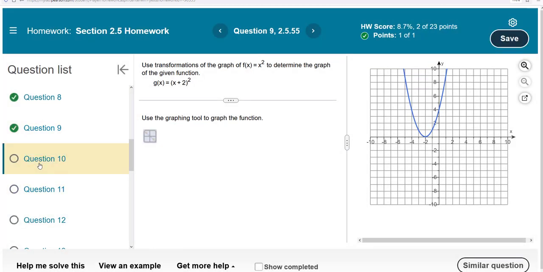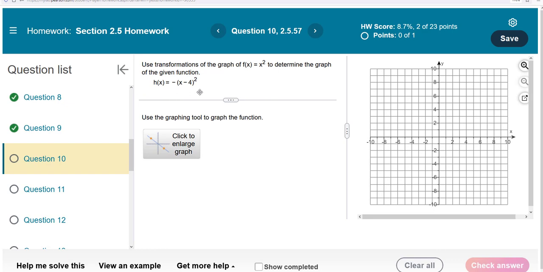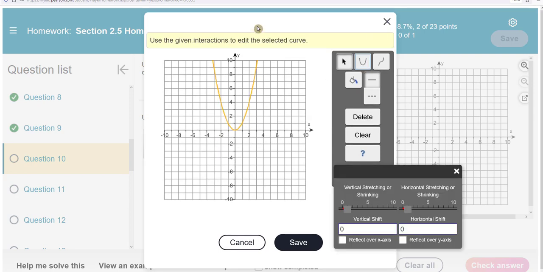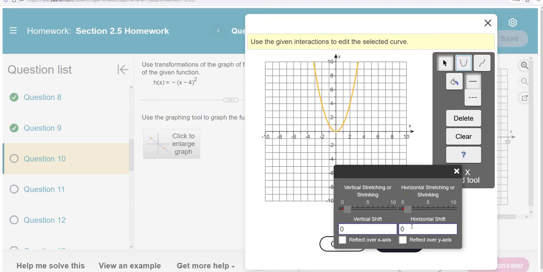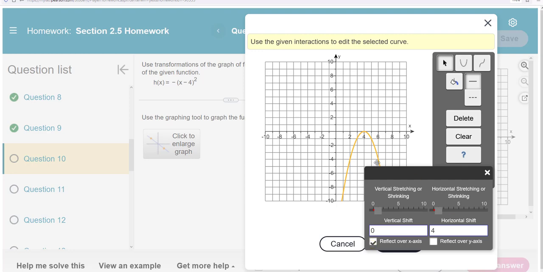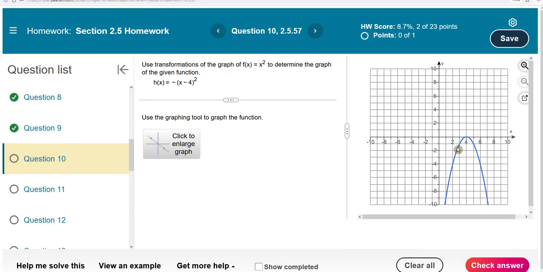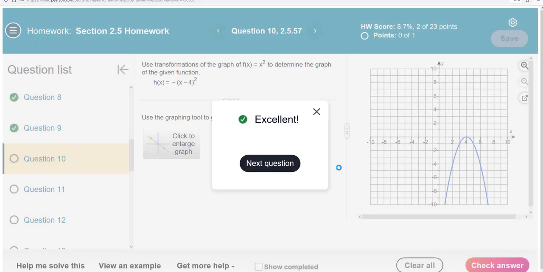It was another one I wanted to do. Let's look at number 10. So in this one, we have another horizontal shift and we have a reflection. So I'm going to go ahead and start off with the parabola. And as you can see, we have -4. That's a horizontal shift to the right. So I'm going to put 4 here, not 44. And then we have a negative sign in front. That means reflected about the x-axis. So you're going to click this box here. Okay, so as you can see, it went to the right 4 and then it reflected. It went upside down. Okay, we check our answer on this one and we got it right.